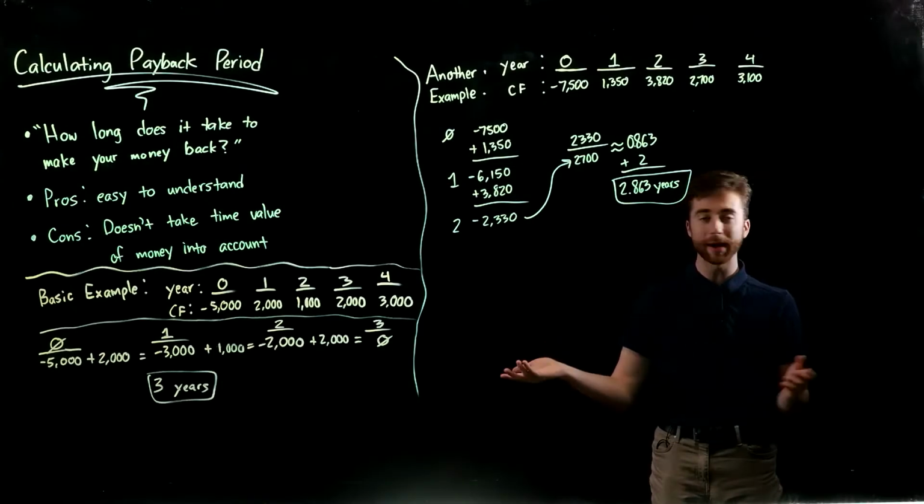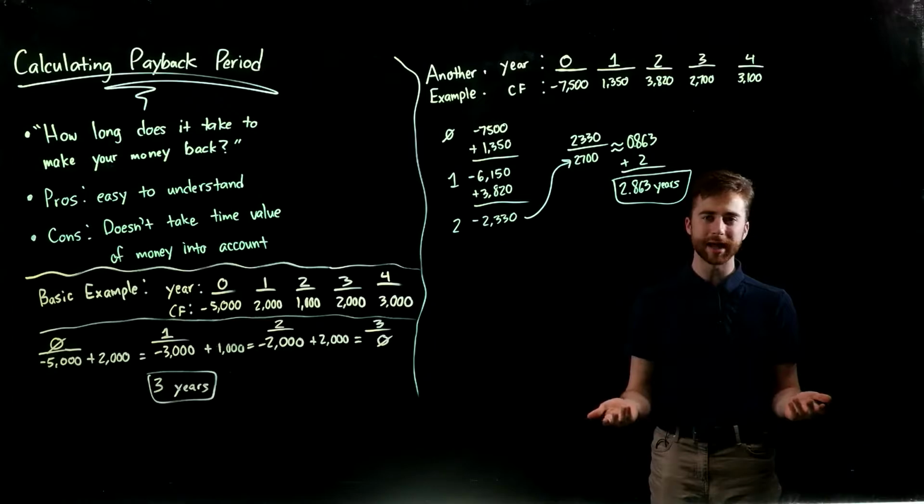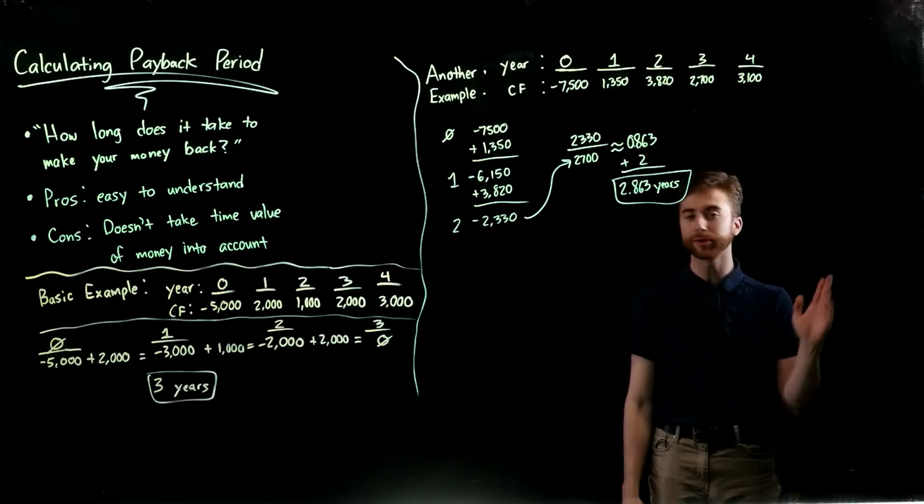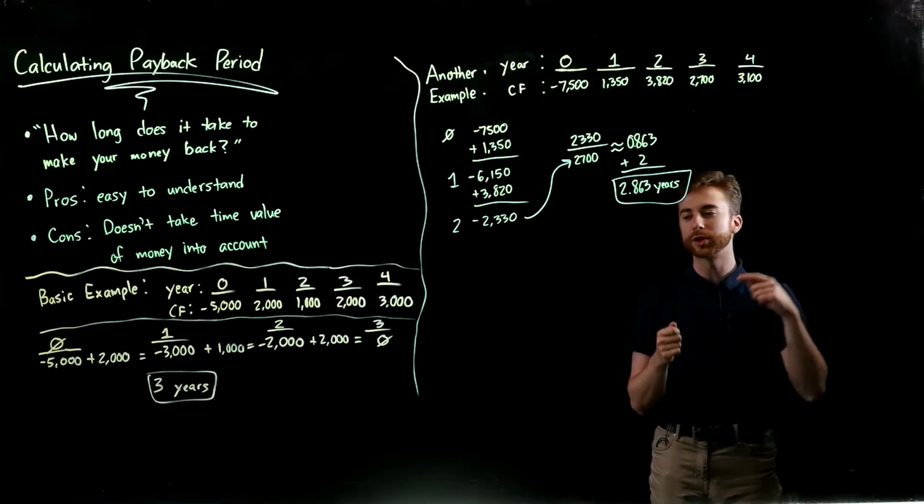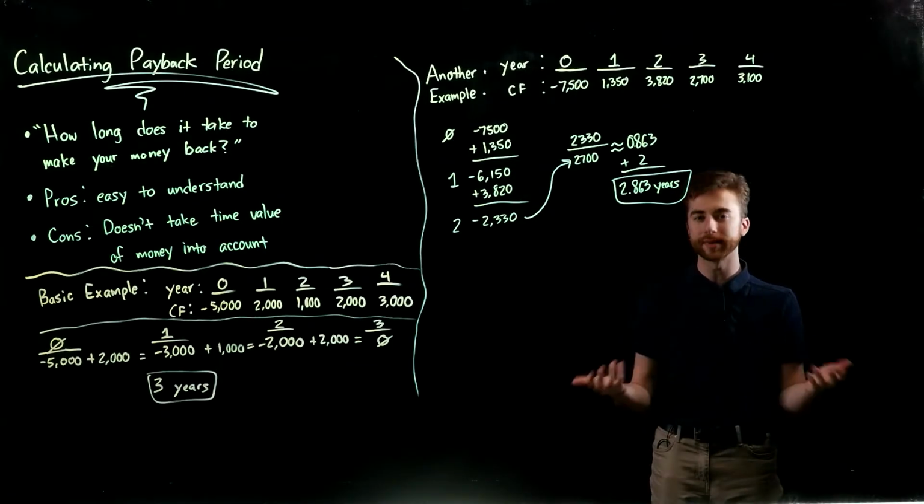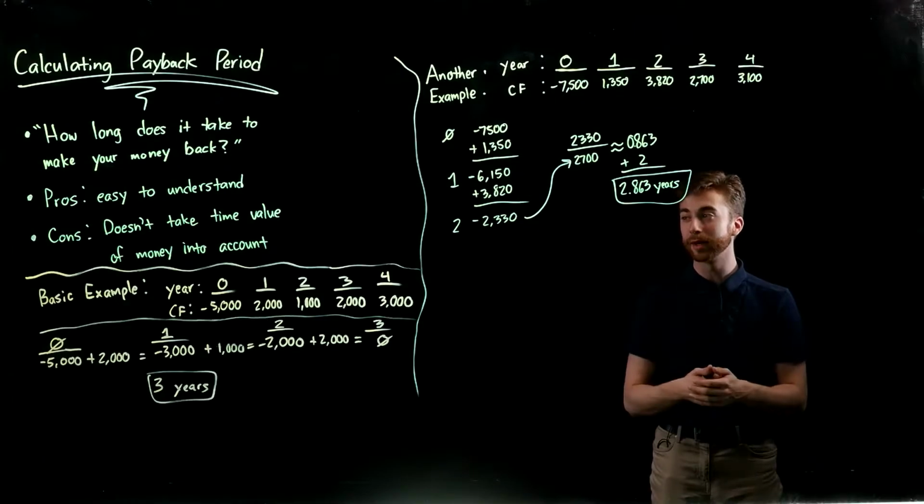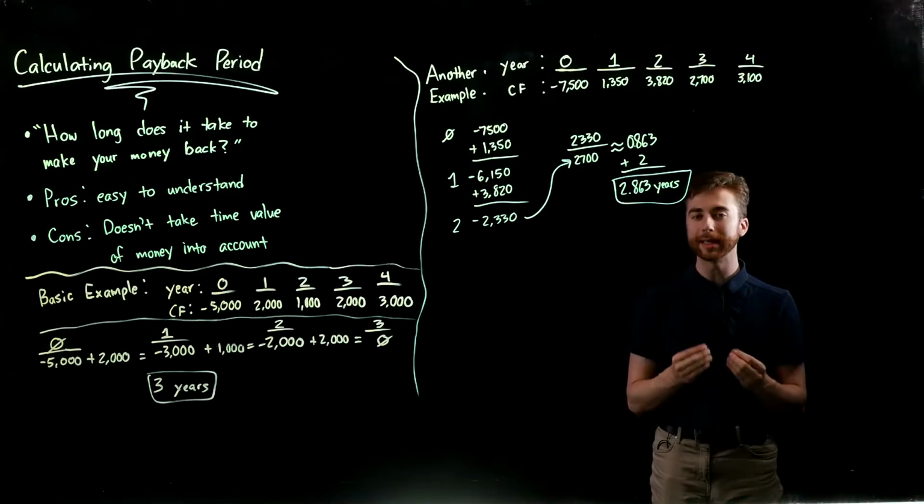So the pro about this method is that it's really easy to understand. You can tell someone, we made our money back in 3 years, and they get the point that it only took 3 years to reach a break-even point on this investment. The con, however, is that it doesn't take the time value of money into account.